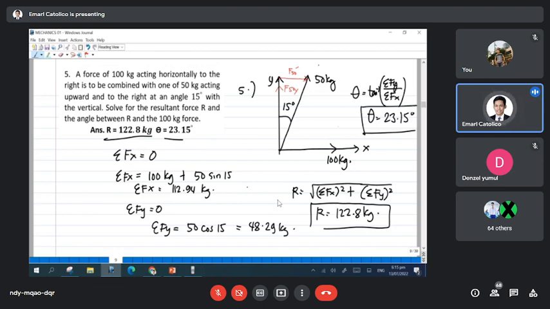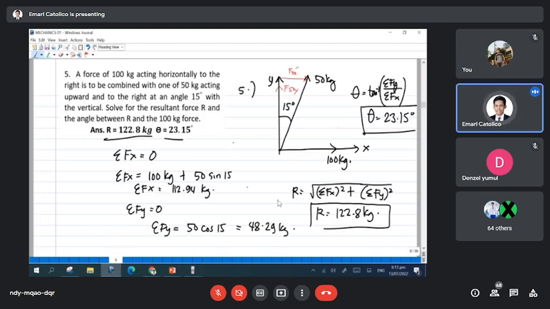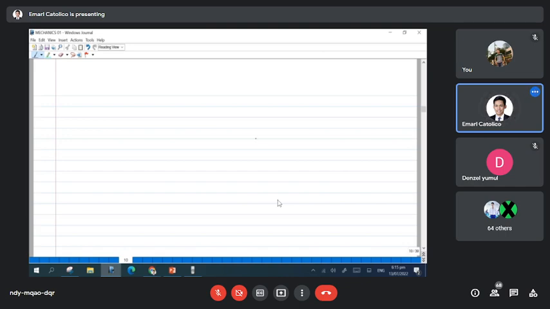So ito yung by using resultant force, no? So pwede ka rin gumamit ng graphical method. So try natin yung isang way, by graphical method. Ano ba spelling ko? Tama ba spelling ko? Basta, graphical method. Okay.